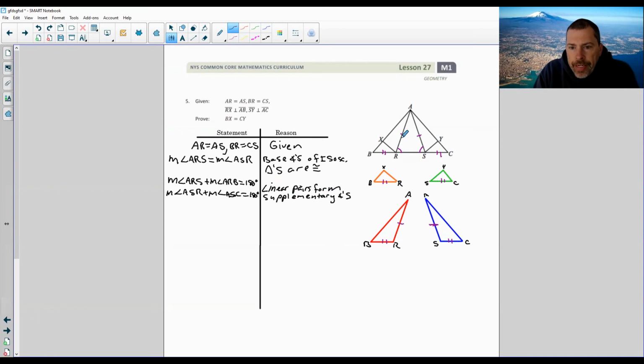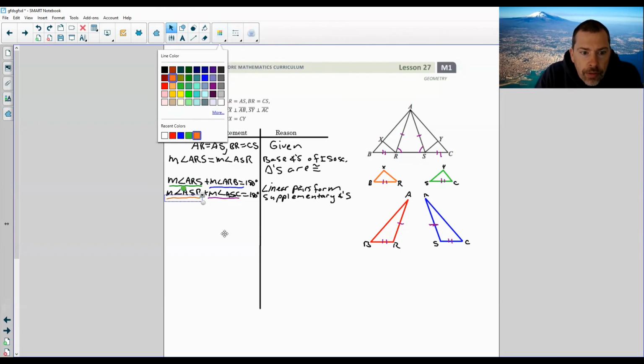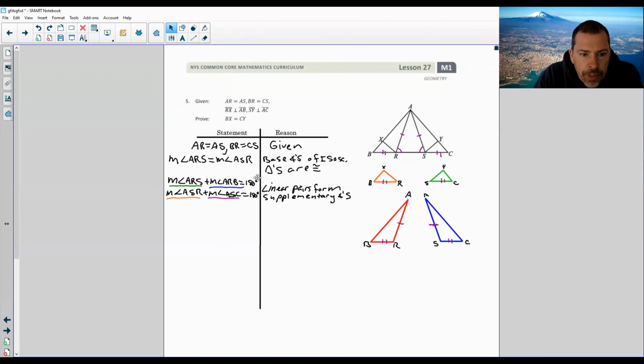Alrighty. So now I know that angle ARB equals ASC. So how are we going to say that? The measure of angle ARS plus ARB, see how this equals 180? Let me try color coding it again. ARS plus ARB equals 180. Oops, I used the same color for two different ones, so let me change the color. ARS plus ARB equals 180. ASR plus ASC equals 180. So all we're doing is these linear pairs here and here. Since they both add up to 180, they're equal to each other.